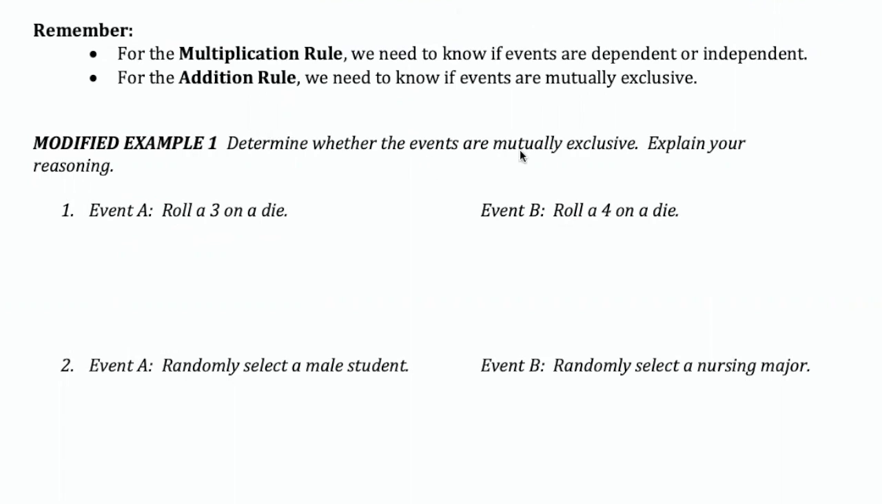It says determine whether the events are mutually exclusive. Explain your reasoning. So event A is rolling a 3 on a die. Event B is rolling a 4 on a die. If I list the possible outcomes for event A, if I want to roll a 3, there's only one way to do that, which is for the 3 to be facing up. If I want to roll a 4, the only way that can occur, the only outcome that's possible, is if the 4 is facing up. So, since these two events, when I look at their sample spaces, do not have any outcomes in common, these events are mutually exclusive.